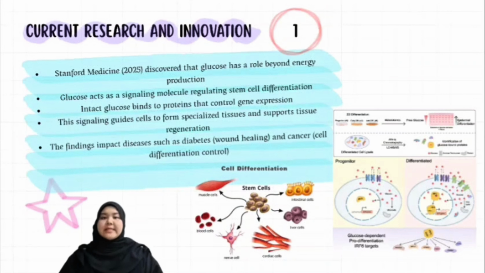Recent research from Stanford Medicine found that glucose has a role beyond providing energy. The study shows that glucose can act as a signaling molecule that controls stem cell differentiation and tissue regeneration. Instead of being used for energy, intact glucose binds to proteins that regulate gene expression, helping cells develop into specialized tissue such as skin. This discovery changes the traditional view of glucose metabolism and highlights glucose as an important regulator of tissue development. It also has implications for diseases like diabetes, where high glucose levels may affect wound healing, and cancer, where controlling cell differentiation could support new treatments.